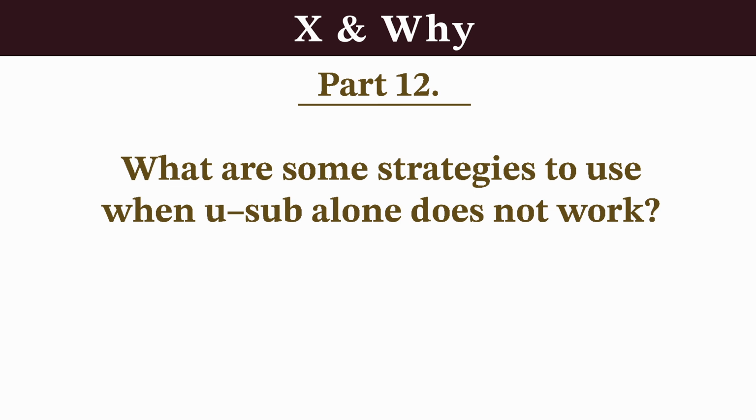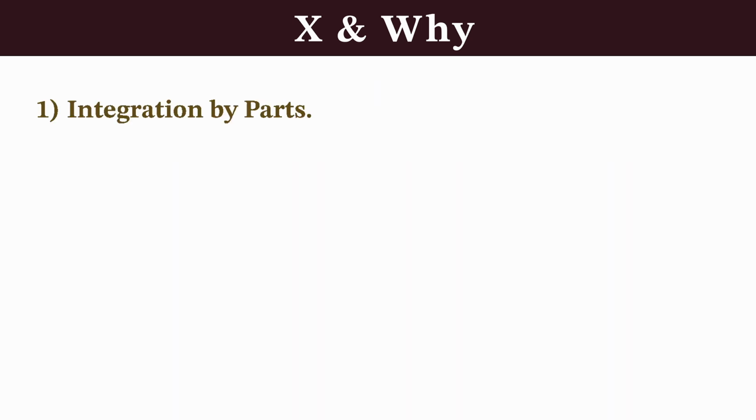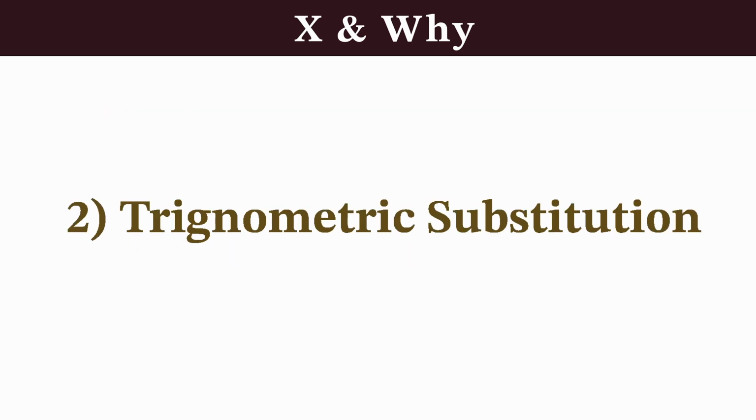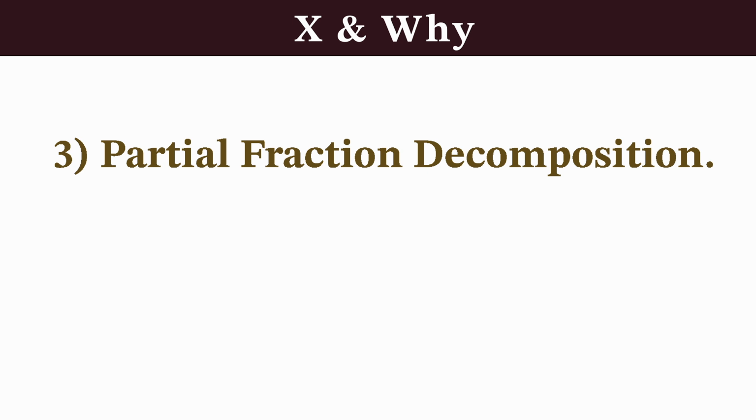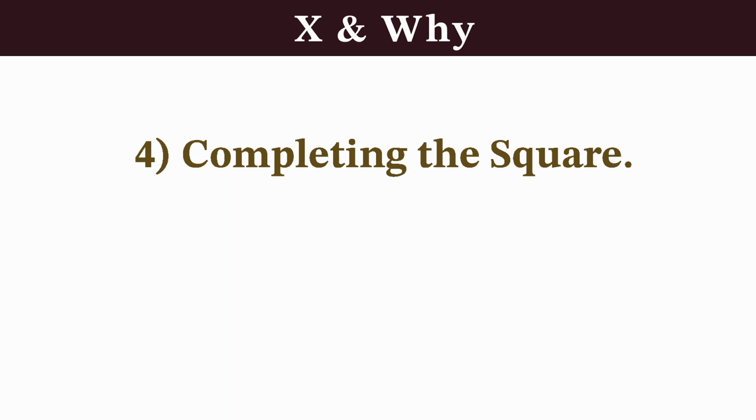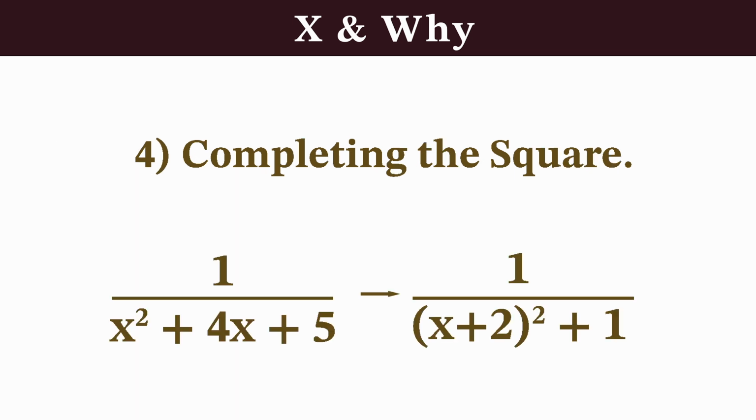Part 12. What are some strategies to use when u-sub alone does not work? 1. Integration by parts. The formula is integral of u dv equals uv minus integral of v du. 2. Trigonometric substitution. 3. Partial fraction decomposition. This makes a complex-looking integral easier to evaluate by splitting it up. 4. Completing the square. This simplifies the integral and makes it possible to integrate.